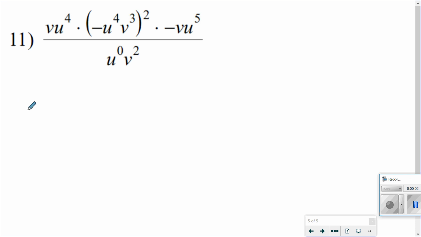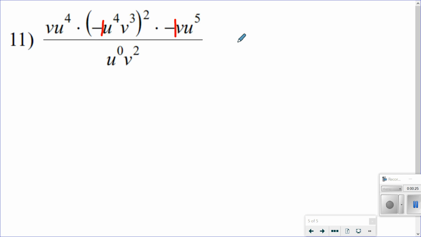Okay, this is problem 11 off of worksheet 4.1. I just want to go through it because this is a little bit harder. So what I'm going to do to begin with is we need to really draw our attention to this right here. There is a -1 in this problem, and there's a -1 right here also. So it might help to actually write that in there.